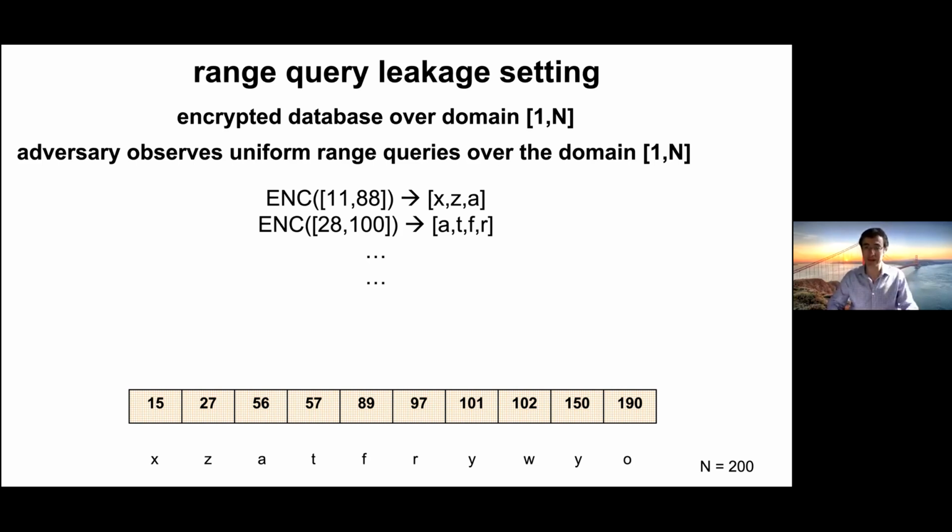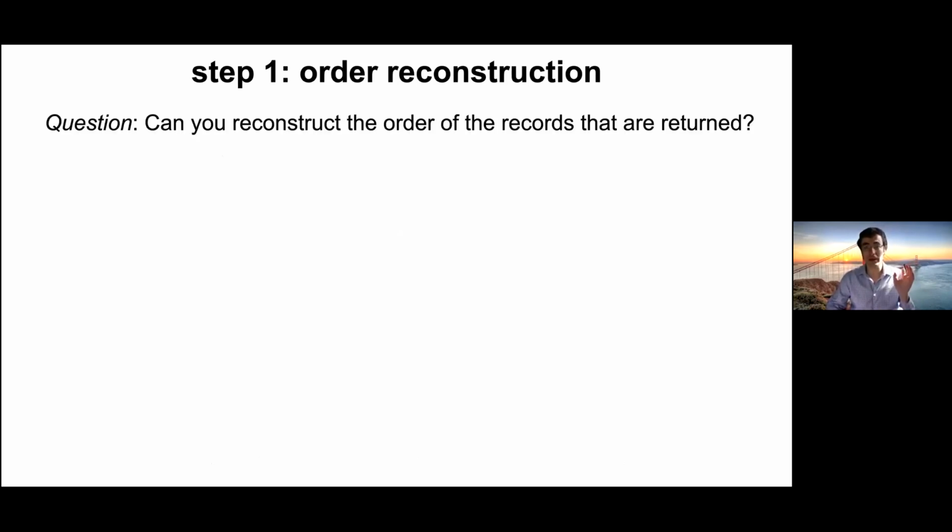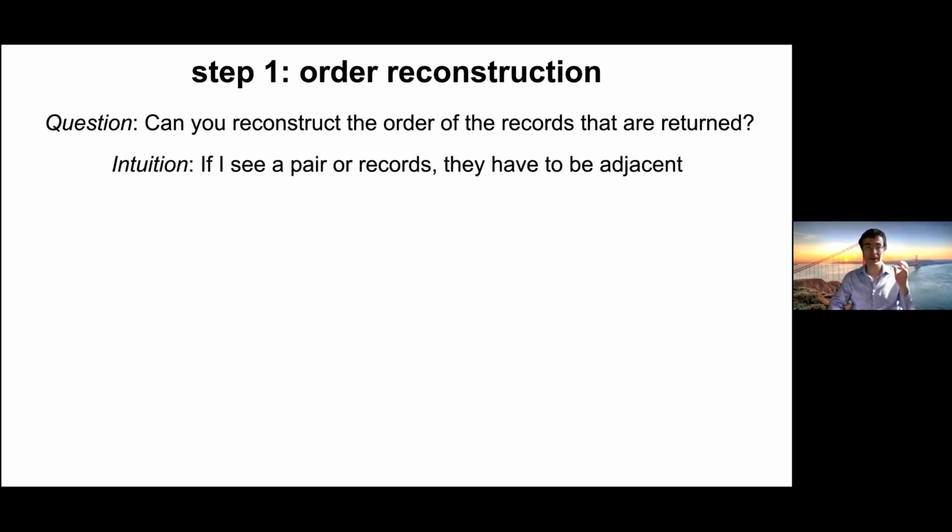So let me describe a very simple attack. The first step that the attacker is going to do is the order reconstruction. Right? We're not going to give you the full algorithm, but here's the intuition, right? So can you reconstruct the order of the records that are returned? The intuition is that if I see a pair of records, in other words, if an encrypted query returns exactly two records, they have to be adjacent, right? Because it's a range query, right? So if there was something in between, because it is a range query, it would have to be returned. Okay, so this is the main intuition.